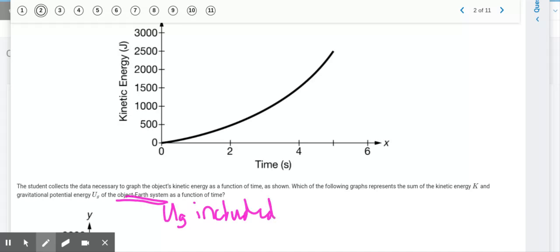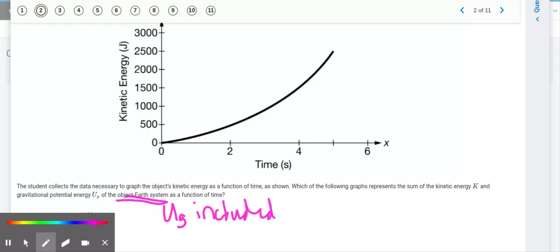That means that UG is included. Okay, and because they set it up above, there's no frictional forces. There's basically no outside forces. All of the forces are included in the system because they included the Earth. So all we need to know is, if there's no outside forces, then energy is conserved. So our kinetic plus gravitational potential should be constant.